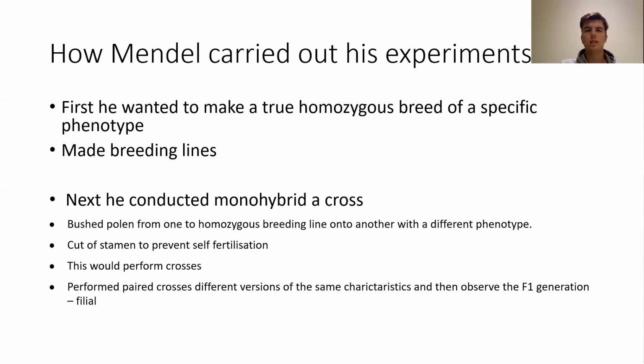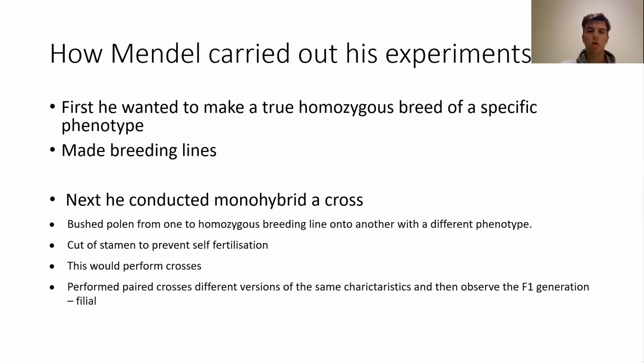So how did Mendel carry out his experiments? First, he wanted to make sure he had a true homozygous breeder of a specific phenotype, so he made breeding lines. For example, if he wanted only yellow peas, he would self-fertilize these yellow peas continuously until he was only getting yellow peas, to make sure that these were homozygous.